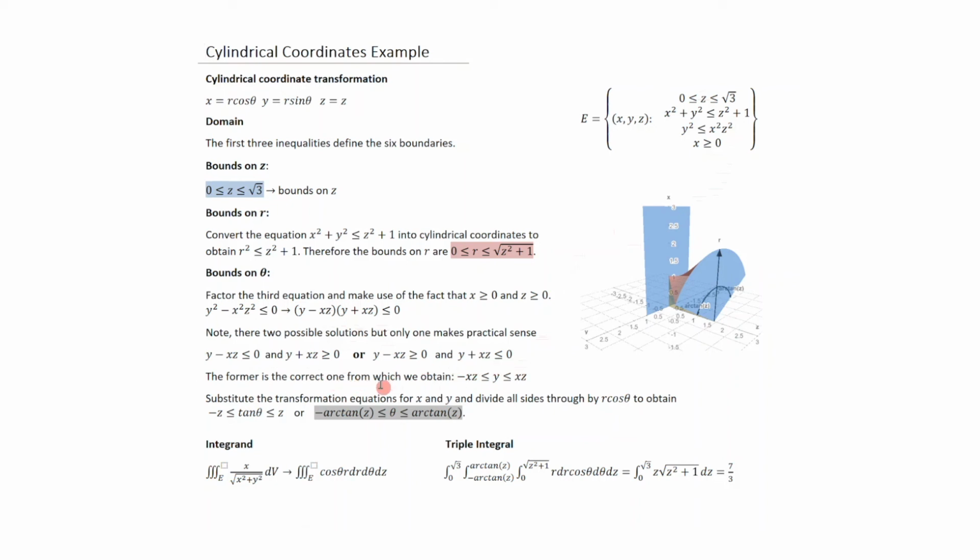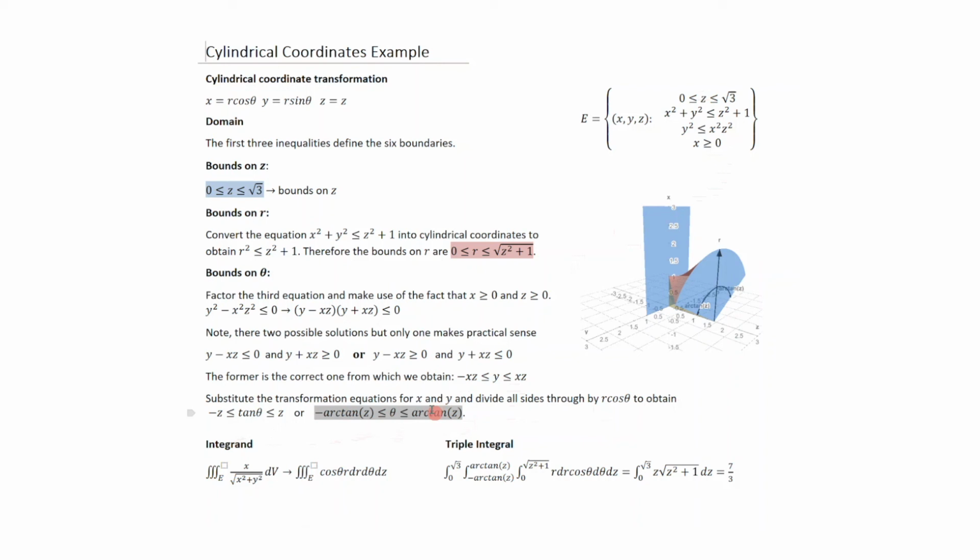The former is the correct one, from which we obtain minus xz is less than or equal to y is less than or equal to xz. Okay, and so that's basically making use of this expression right here and just putting it in a more compact form, where now this looks like a lower bound, this looks like an upper bound. So the next thing to do is to substitute the transformation equations for x and y in here and divide all sides through by r cosine theta to obtain minus z less than or equal to tan theta is less than or equal to z. Or if we take the arctangent of this, then we see theta here. This is the lower bound and this is the upper bound.